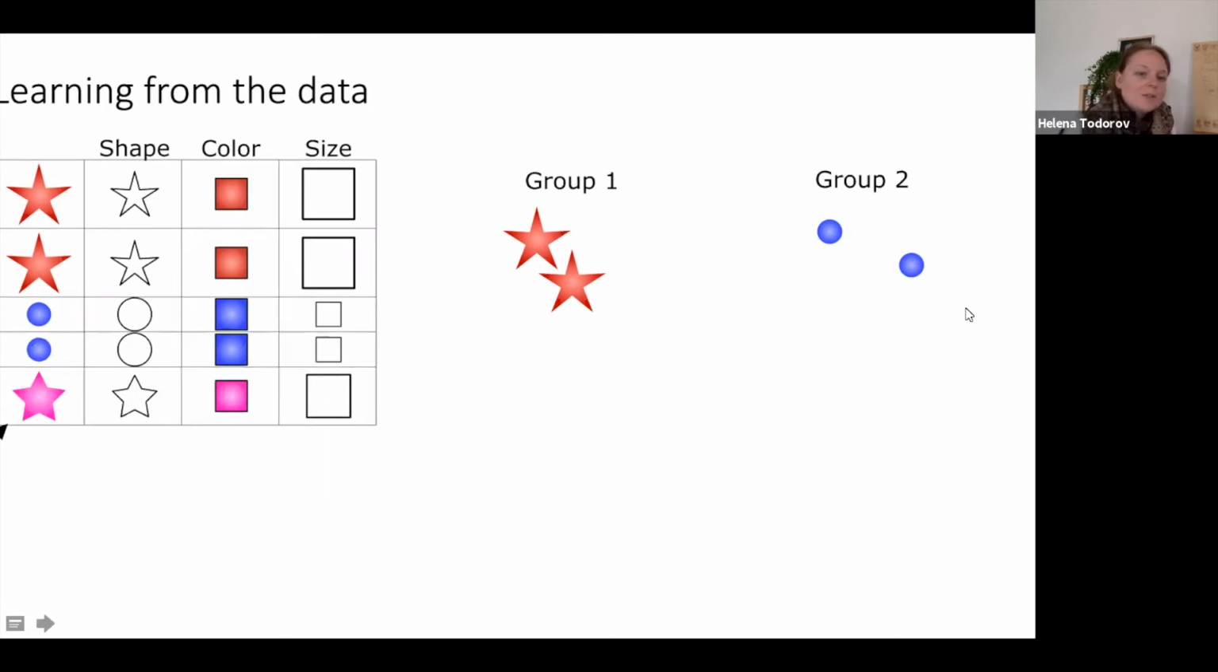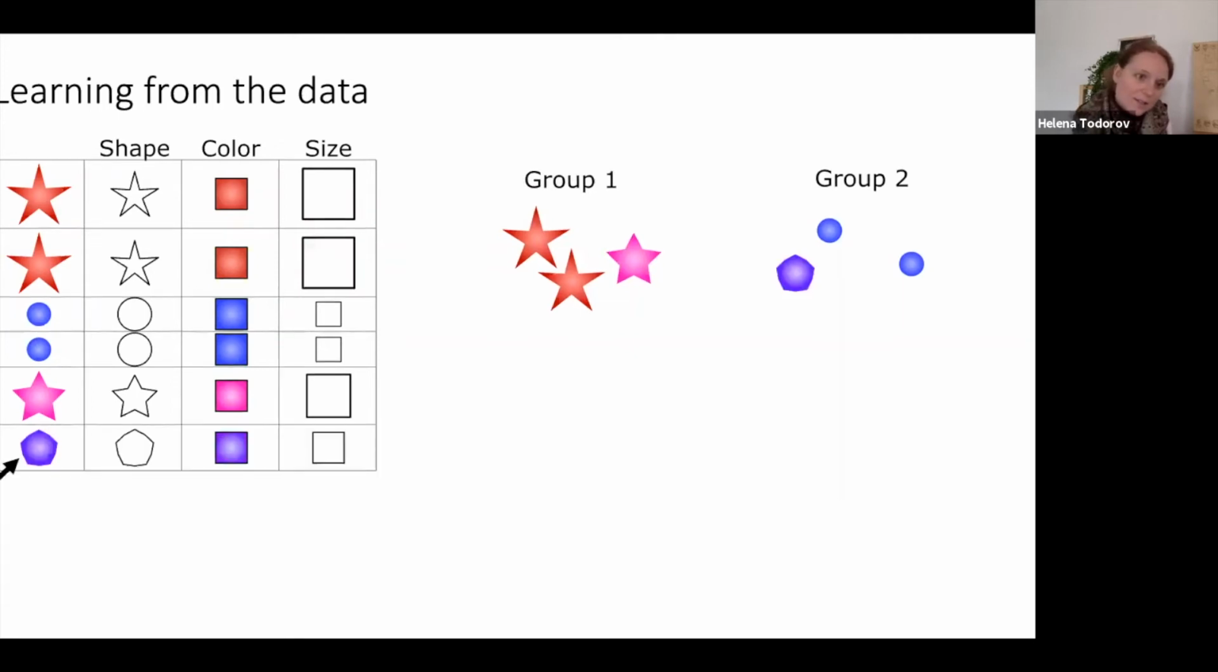But what happens if we show the computer this object? Well, it is still pink, which is quite close to red, and it still has kind of the shape of a star, so it would probably end up in the group 1. And if we look at the second object, we can see that it is almost blue and quite roundish, so it would probably still be assigned to this group 2.